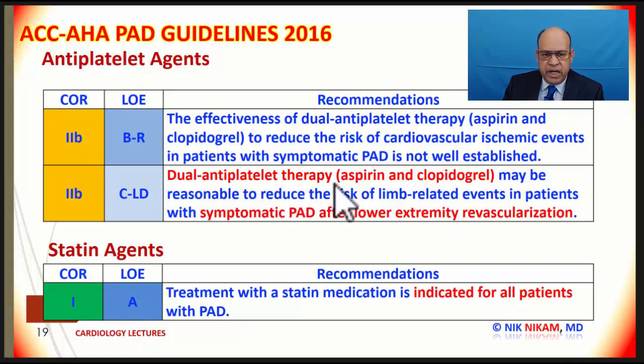Dual antiplatelet therapy using aspirin and Plavix may be reasonable to reduce the risk of limb ischemia related events in patients with symptomatic peripheral arterial disease after revascularization. So this is an important point we need to keep in mind. If a patient has peripheral arterial disease, and if the patient undergoes endovascular stent placement, or if the patient has aortofemoral bypass or femoropopliteal bypass, then it is reasonable to treat these patients with dual antiplatelet agents. So please remember these differences.